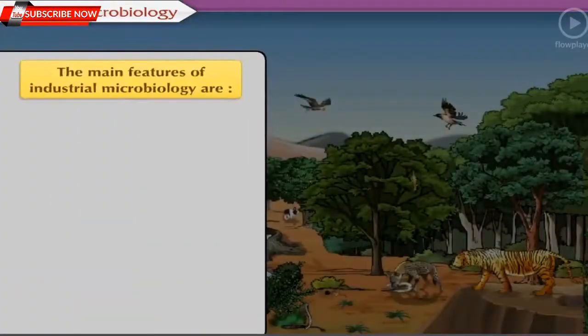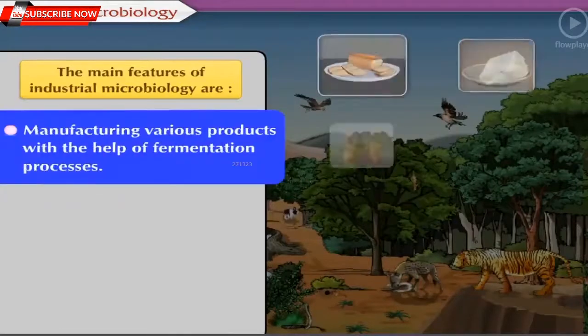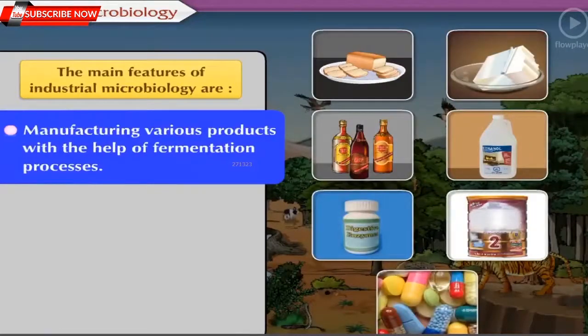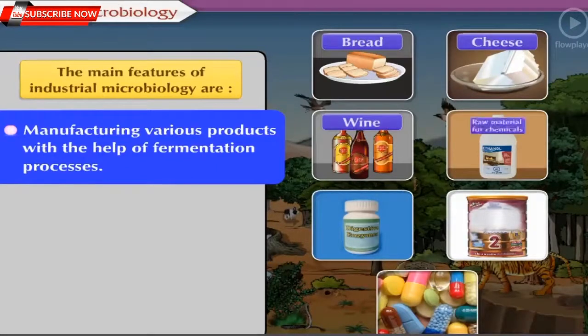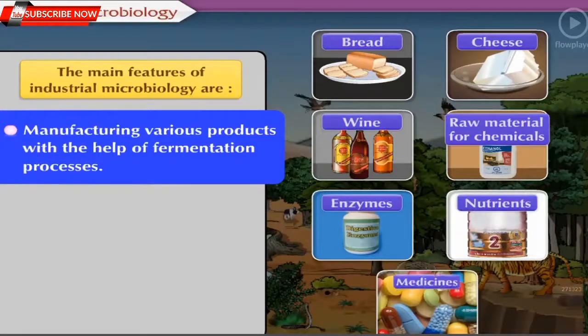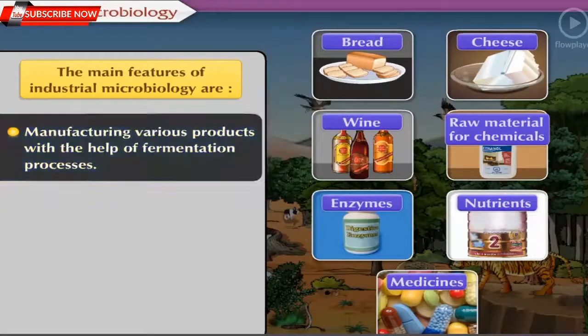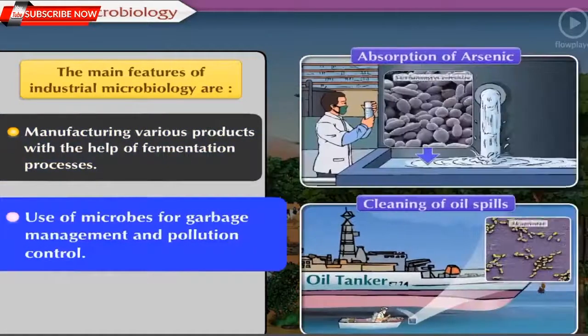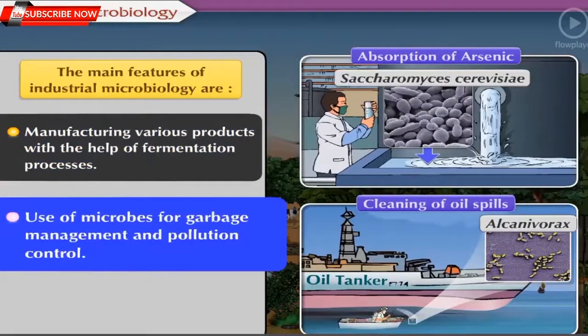The main features of industrial microbiology are manufacturing various products with the help of fermentation processes. Example: bread, cheese, wine, raw materials for chemicals, enzymes, nutrients, medicines, etc. Use of microbes for garbage management and pollution control. Come, in this chapter, let us take a tour of industrial microbiology.